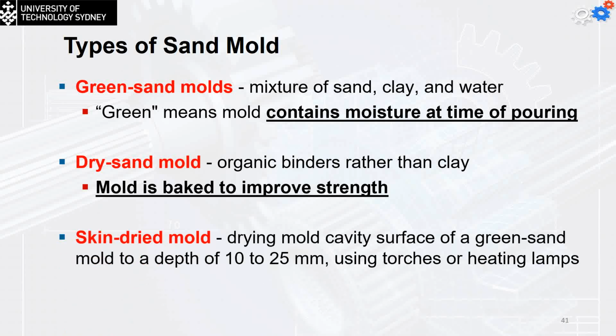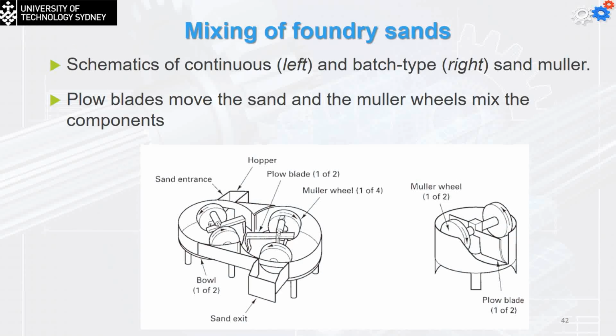We can have the skin-dried mold, which is usually a drying of the mold cavity surface of the green sand, to a depth of 10 to 25 millimeters. Simply we can do that by exposing the mold to a torch or heating lamps. This is the process of mixing the sand with the clay and other materials by using blow plates to move the sand and Muller wheels to mix the components together.